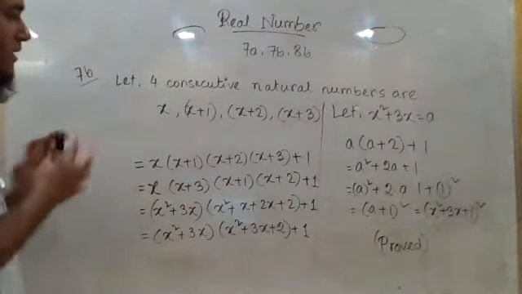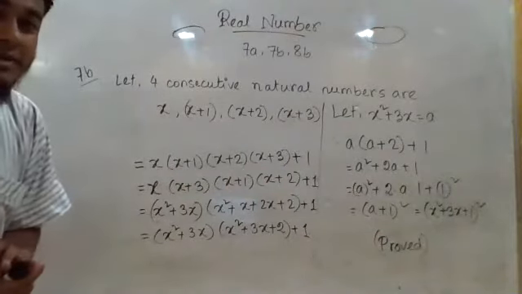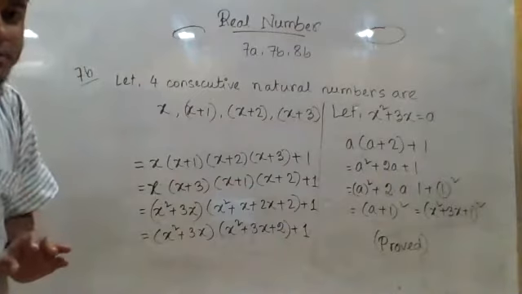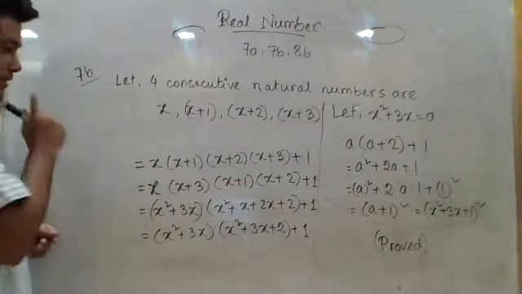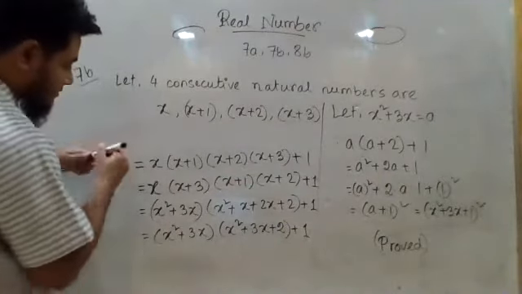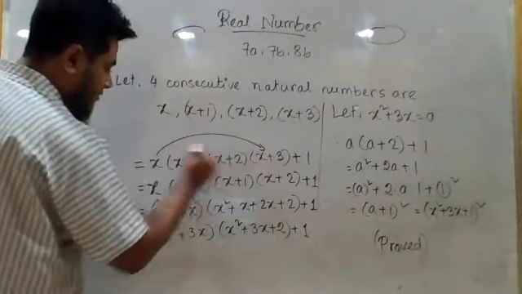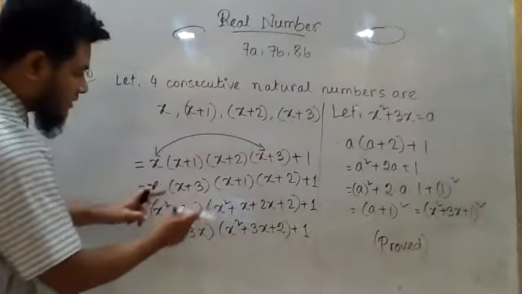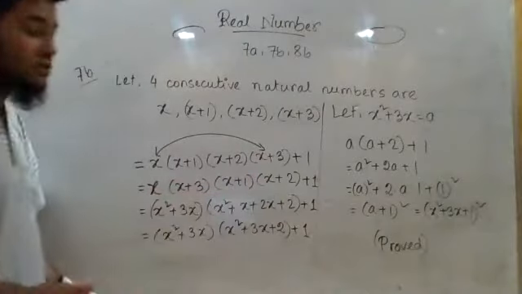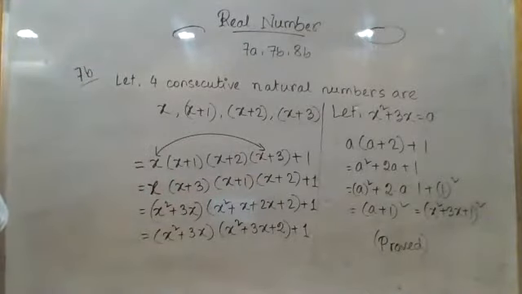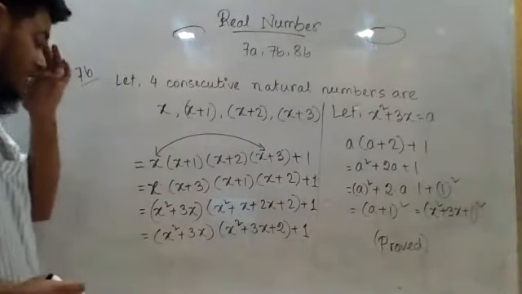Now I need to do the multiplication, but while doing the multiplication, I need to be a little bit careful. See, I have taken x and x plus 3, these two together, and the middle two together. Now why should I do this? To make the calculation easy. How does it make the calculation easy?